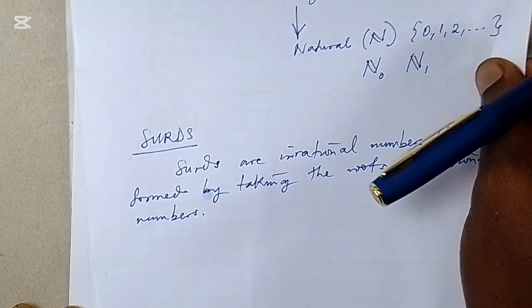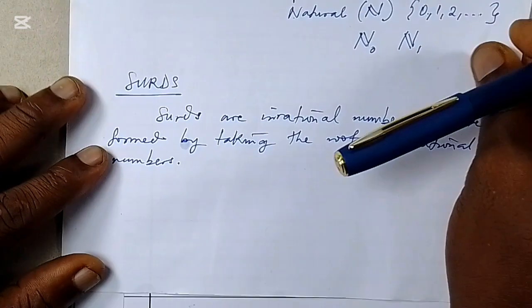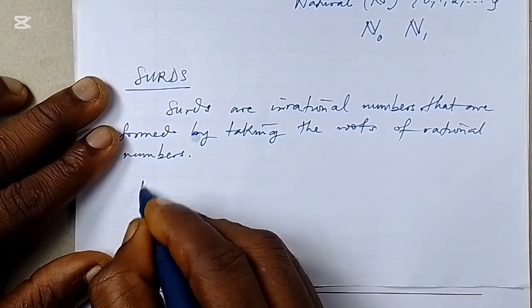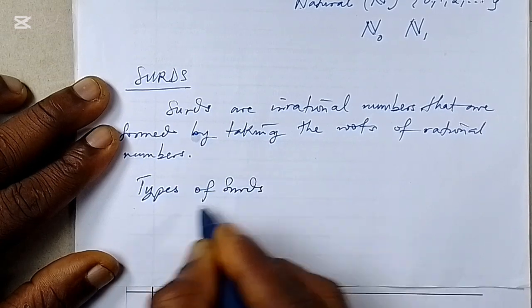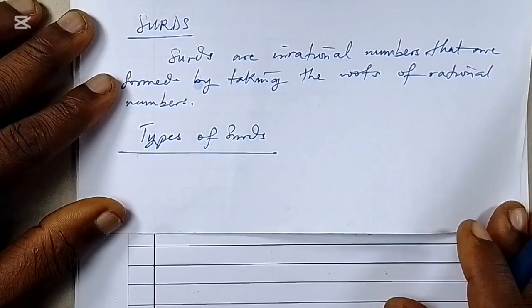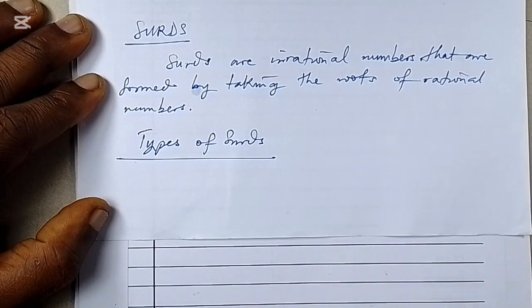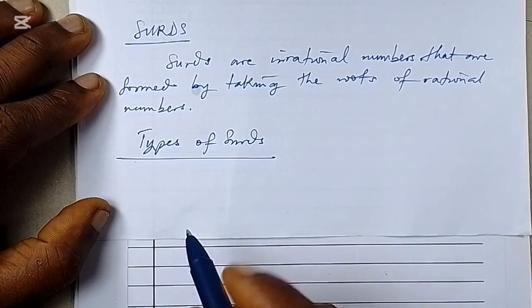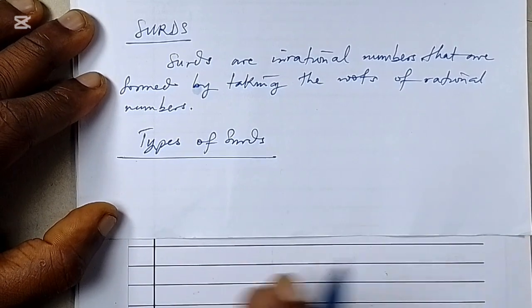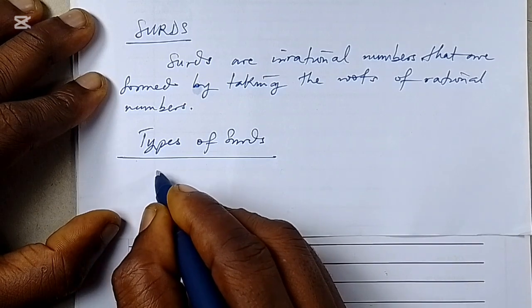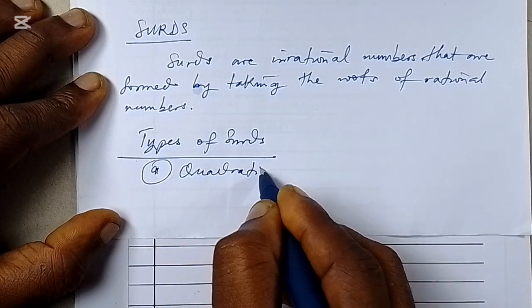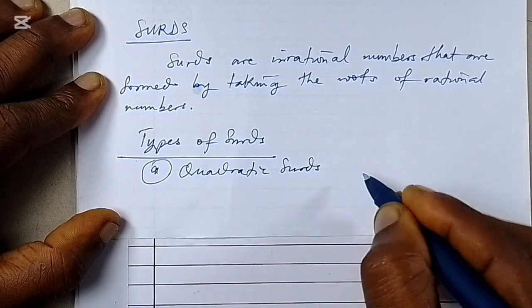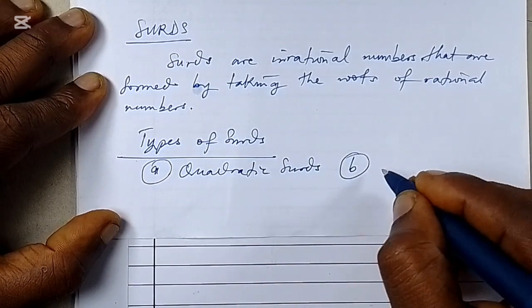It implies that there are two types or two categories of surds. Now, let's go to types of surds. If surds are irrational numbers formed by taking the roots of rational numbers, it gives rise to basically two types of surds. We call them quadratic surds.